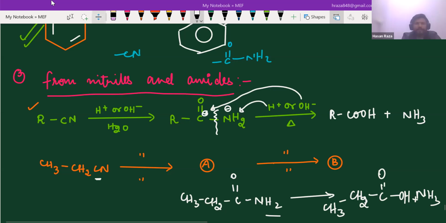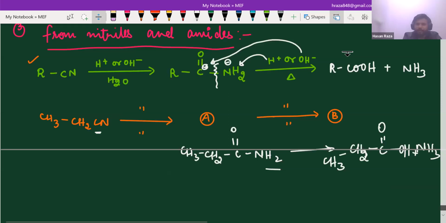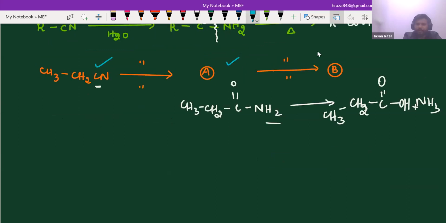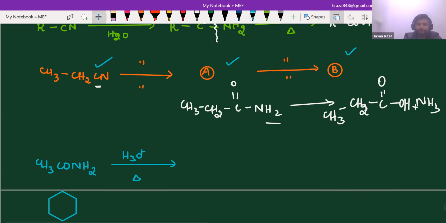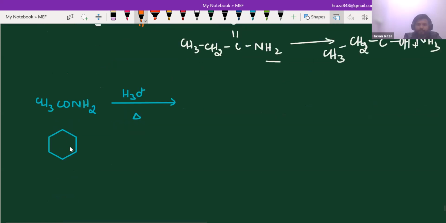Now see, the next preparation is from amides, and we just did from amides. First nitriles will be converted into amide, and amide converted into carboxylic acid. So if I directly give you CH3CONH2, can you convert this with H3O plus and heat into carboxylic acid? Can you do the reaction? It's very simple. What you need to do, you know that. CONH2.